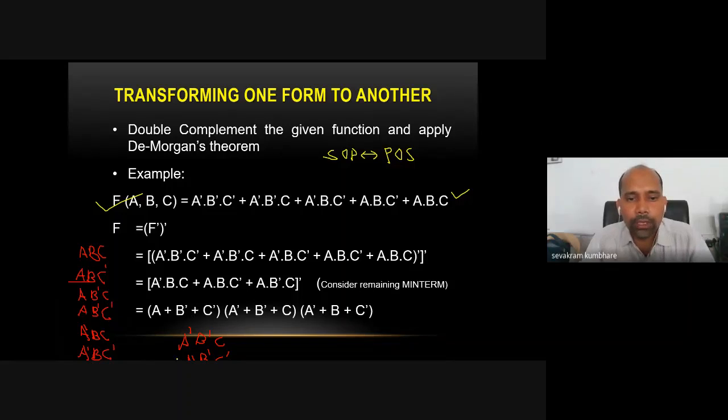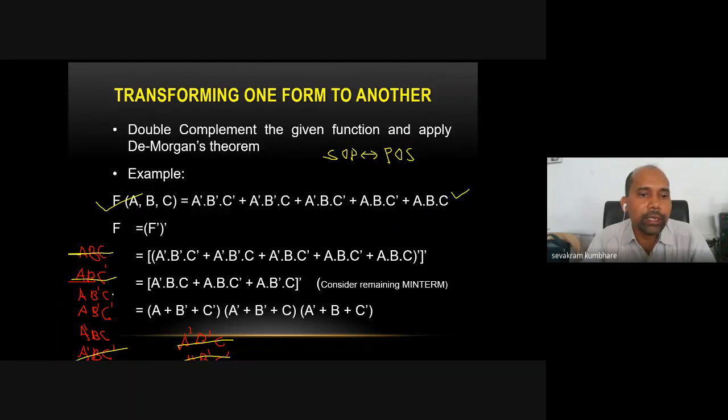So this combination is already covered. A bar, B bar, C bar. A bar, B bar, C is already covered, so this is also covered. A bar, B, C bar is already covered, so this is also covered. A, B, C bar is covered. A, B, C is also covered.